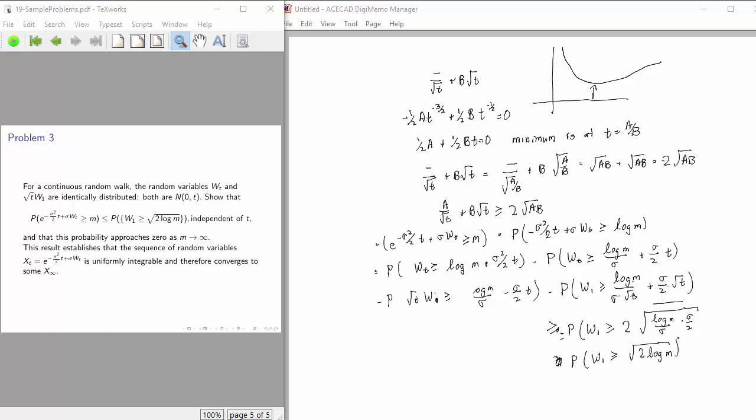And as m gets bigger and bigger, the square root of 2 log m gets bigger and bigger, and the probability that the standard normal random variable W1 is bigger than that gets smaller and smaller. So as m approaches infinity, this probability approaches 0, independent of t. And that means that x sub t is not merely integrable, it's uniformly integrable, and therefore converges.